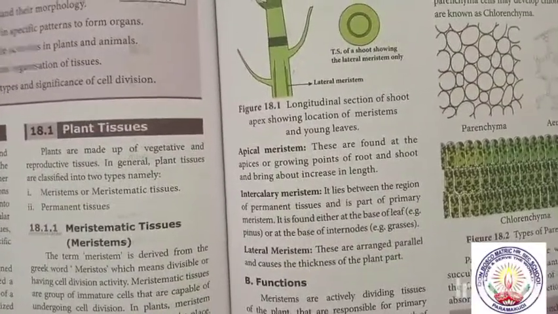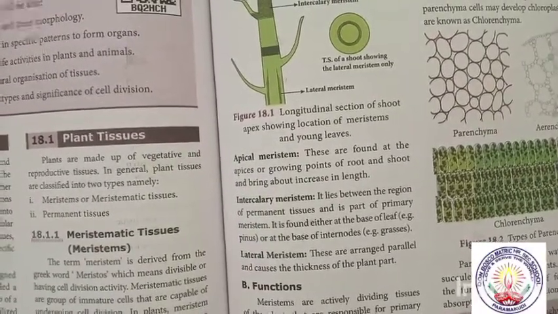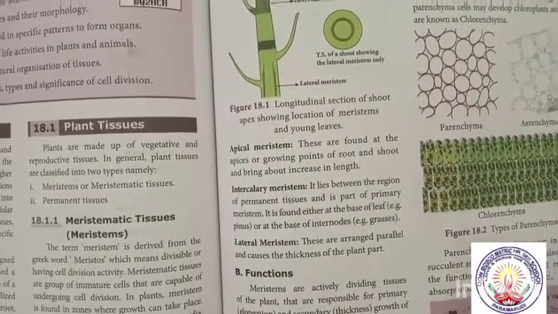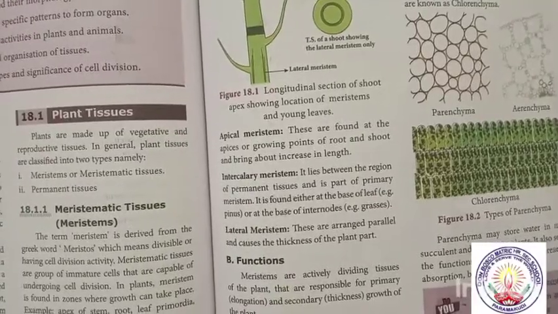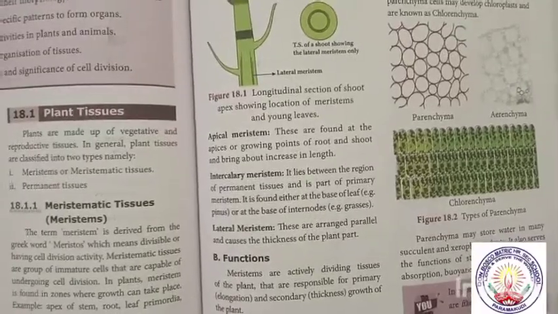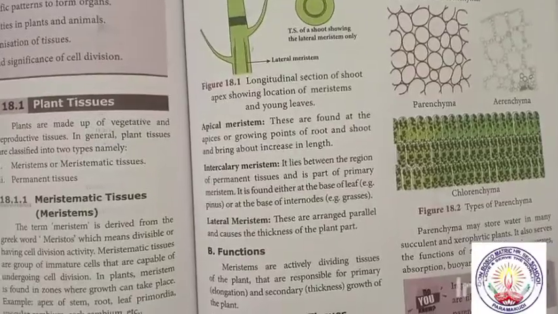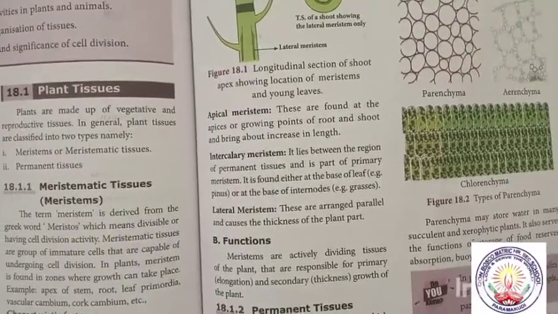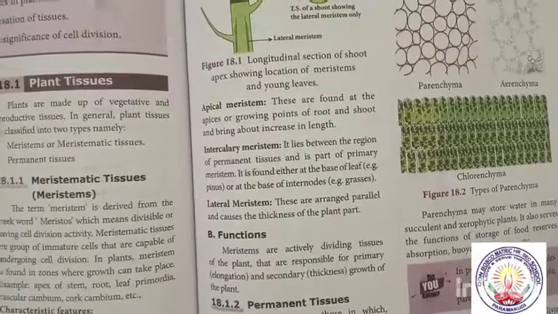Apical meristems. These are found at the apices or growing points of root and shoot and bring about increase in length. Intercalary meristems. It lies between the regions of permanent tissues and is part of primary meristem. It is found either at the base of the leaf or the base of internodes. Lateral meristems. These are arranged parallel and cause the thickness of the plant part.